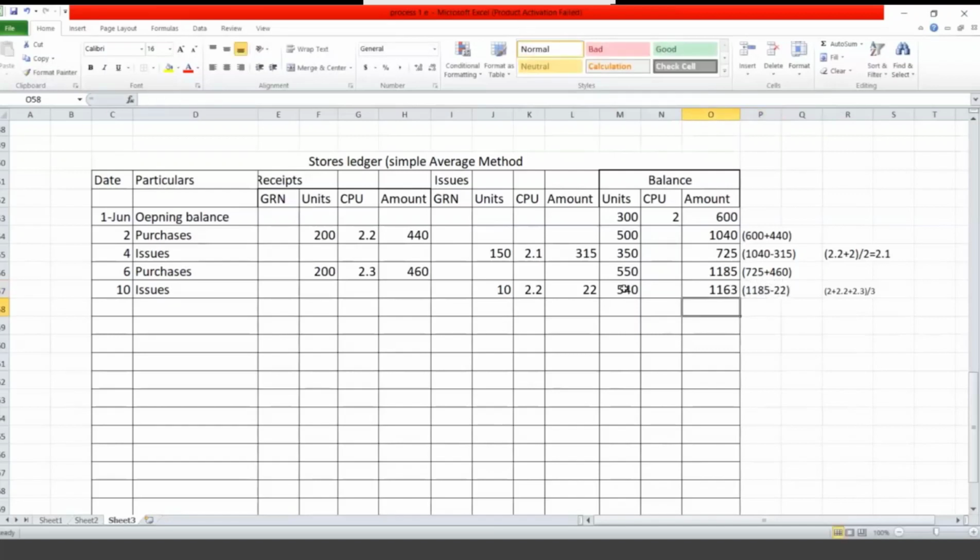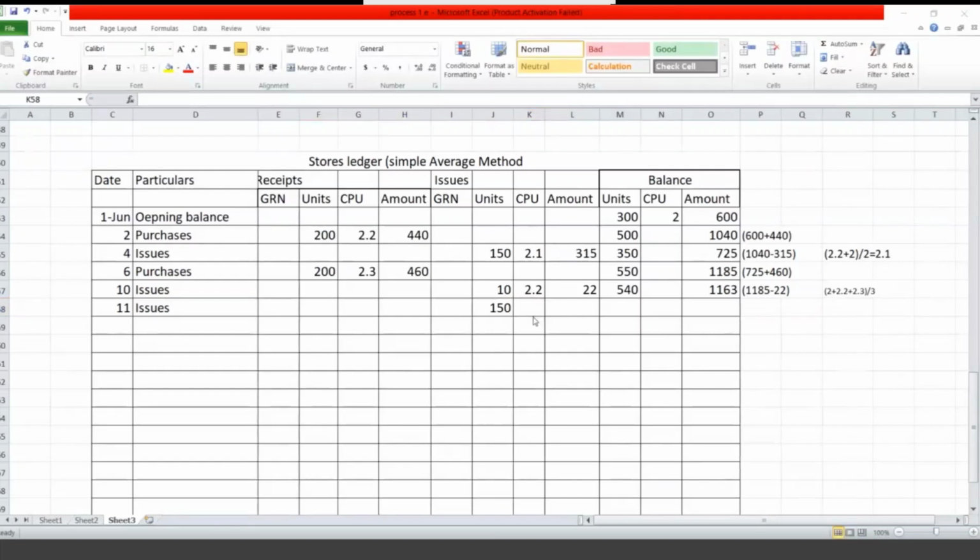Okay. Next, after the 10th, what is the next transaction? On the 11th. On the 11th, what did they do? Issues 150 units. So write down issues, 150 units. Now what is the amount you have with you? Which one are you going to take?